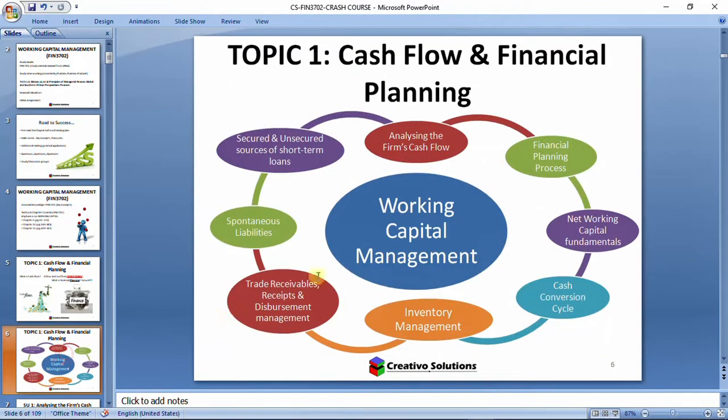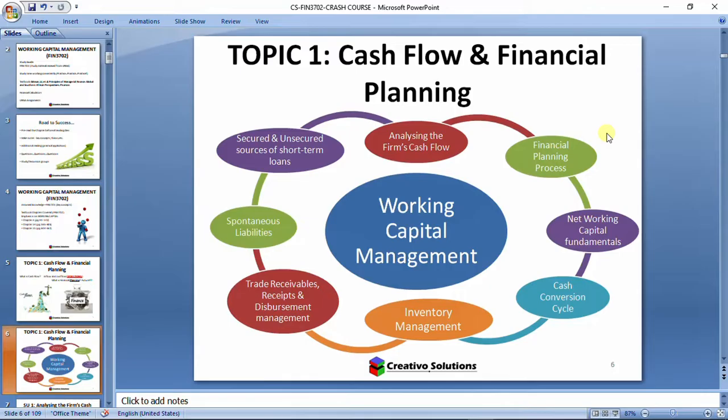All right, so you've got a bit of a summary here. You'll see this module covers all of these different areas. We're obviously looking at financial planning, the process, a bit of theory, analyzing the firm's cash flow. You'll see free cash flow, you'll see OCF, you'll see those things coming up again. Again, a little bit of assumed knowledge from FIN3701, but you need that knowledge in order to expand here, because this is looking at the practical aspects of having made a decision in the past.